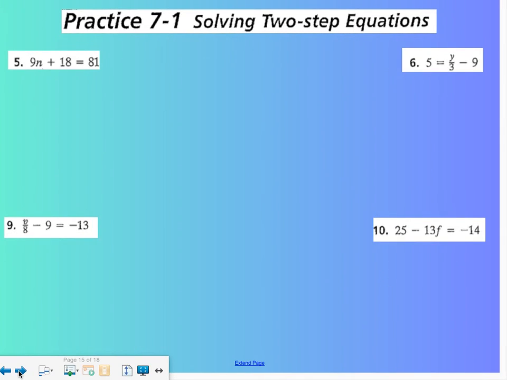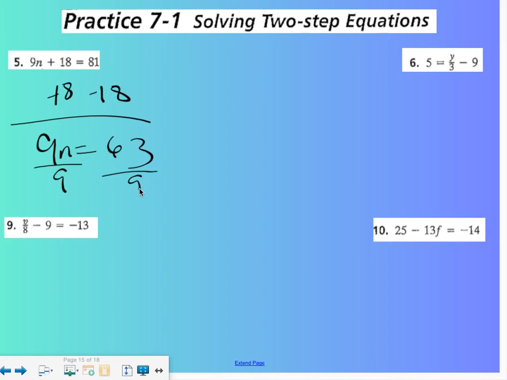All right, this one here, subtract 18 from both sides, and you get that 9n equals 63. All right, so now we just want to divide both sides by 9. This goes to 1, and you get that n equals 7. Okay? Number 6, add this 9 to both sides.